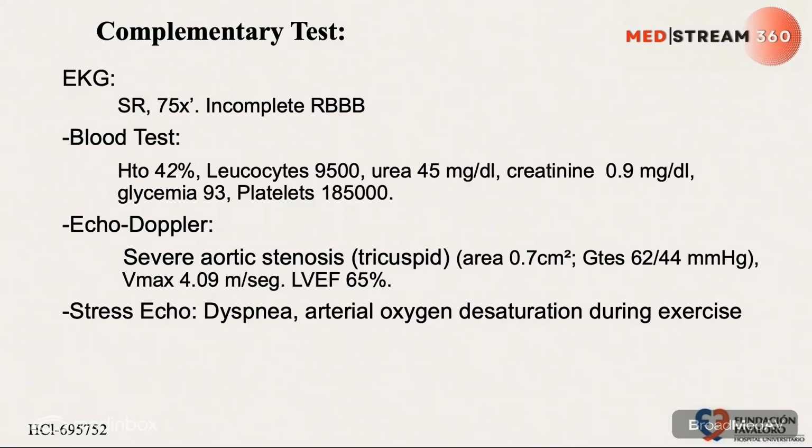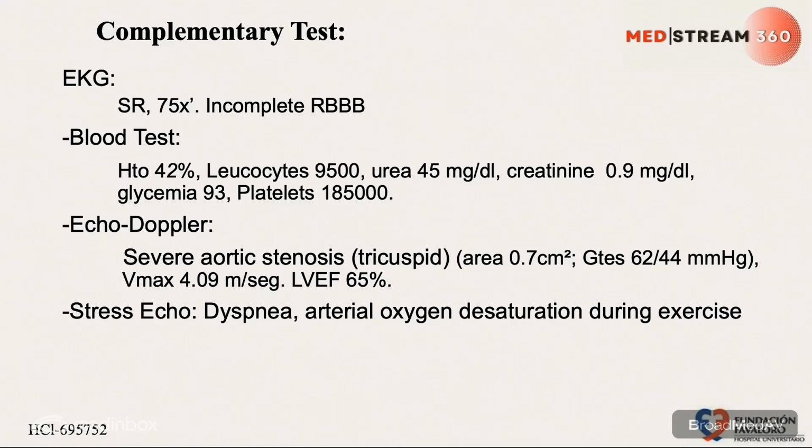Next. In the EKG, she has a normal sinus rhythm with incomplete right bundle branch block. Nothing special about the blood test. The echo Doppler unveiled a severe aortic stenosis with a tricuspid valve with an area of 0.7, with gradients of 62 and 40 as a mean gradient, with a Vmax of 4.0, with preserved left ventricular ejection fraction.